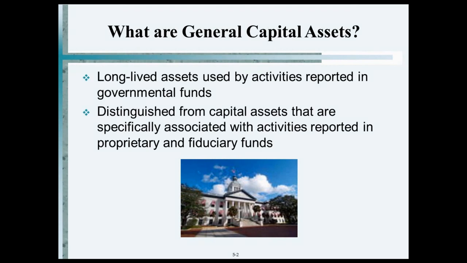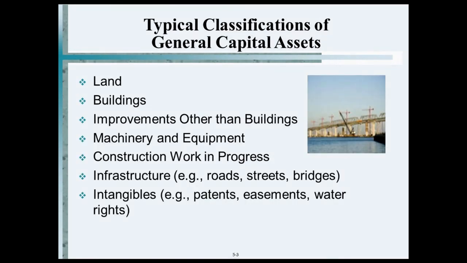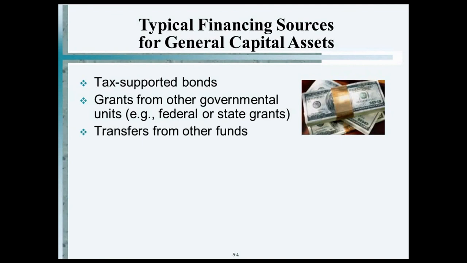General capital assets. So what are the assets owned by a government called general capital assets? And that's a rather confusing term. Capital assets are owned by proprietary funds. General capital assets are owned by the governmental entity. That's what that is. Land, building, improvements, also works of art, and others which are not shown here. How are they financed? They're financed through bonds, grants, interfund transfers, gifts from individuals or organizations. That's how you get hold of these assets.